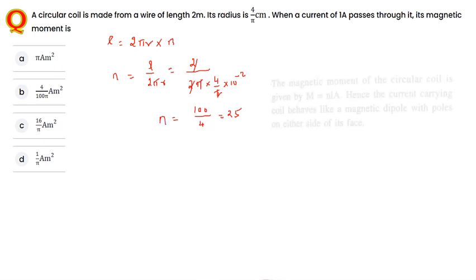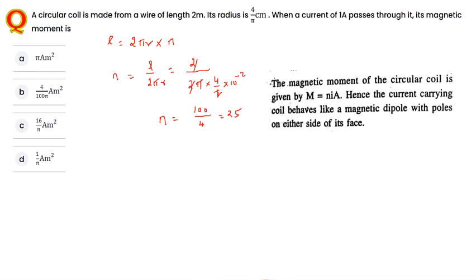Now magnetic moment, we have already seen this one. You can understand over here, magnetic moment M is equal to N I into A. Now this N value you already know, 25, into the current value they have given, that is 1 ampere. Area here is pi r square. Now I just mention here 25 into 1 into pi into r, here r is 4 by pi into 10 power minus 2, and the other r here is 4 by pi into 10 power minus 2.